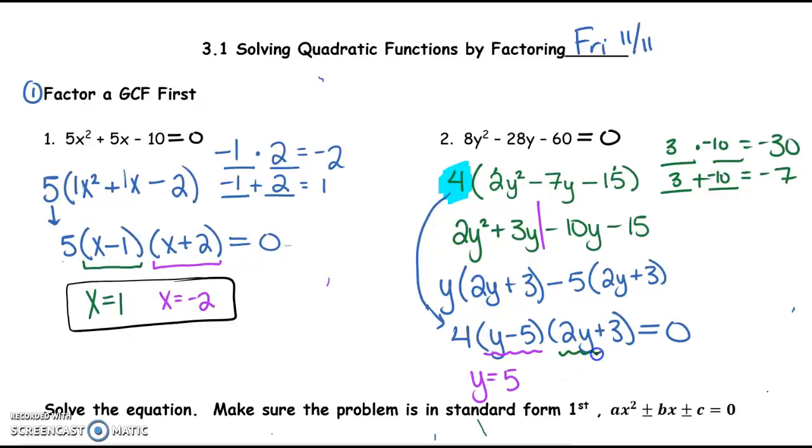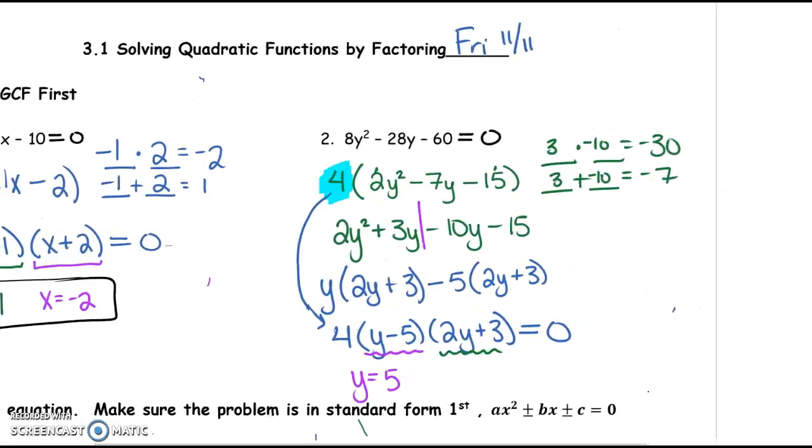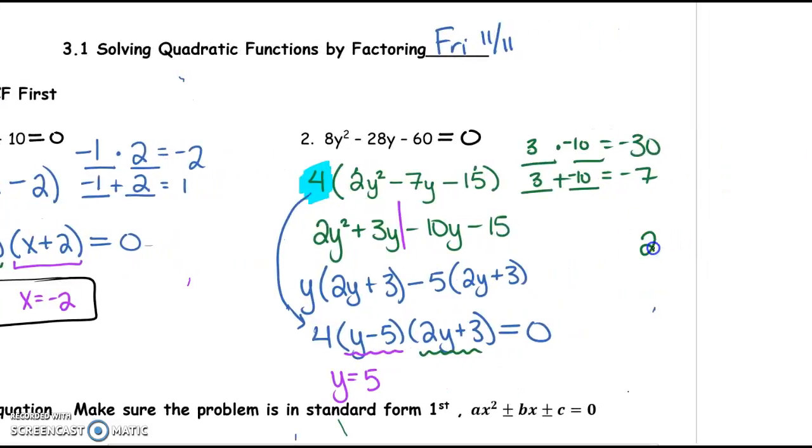If 2y plus 3 needed to equal 0, sometimes you need to come over to the side and write down 2y plus 3 equals 0 and solve the equation. You would subtract 3 on both sides to get 2y equals negative 3. You would divide both sides by 2, and your y value is negative 3/2.